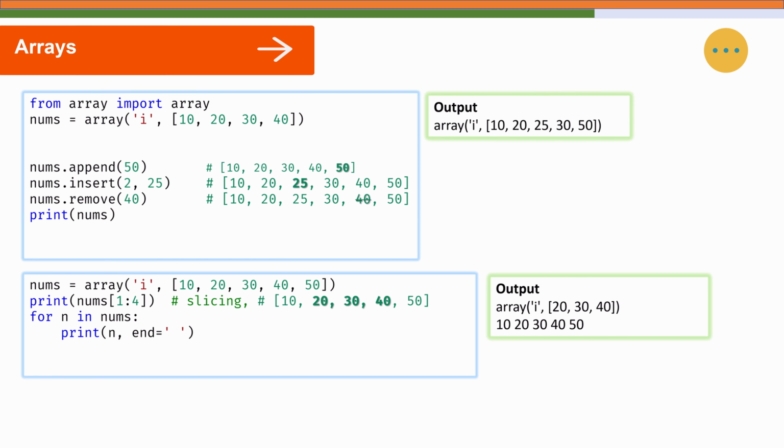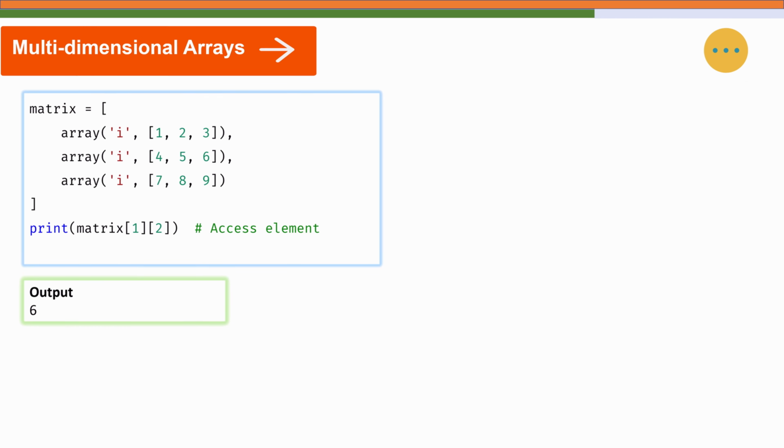Arrays support slicing. You can extract parts of the array using the notation start, colon, end. You can also iterate directly through arrays using a for loop just like a list. Arrays in Python can be nested to represent matrices. Here each row is an array itself. You can access elements using double indexing, first for the row, then for the column.